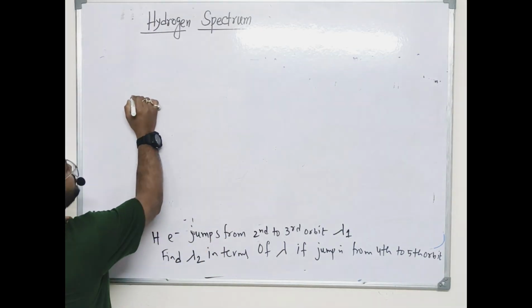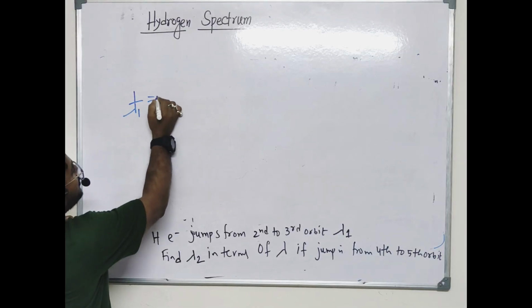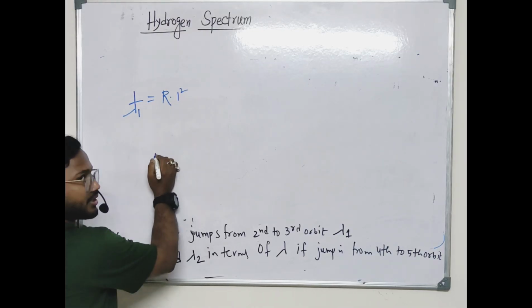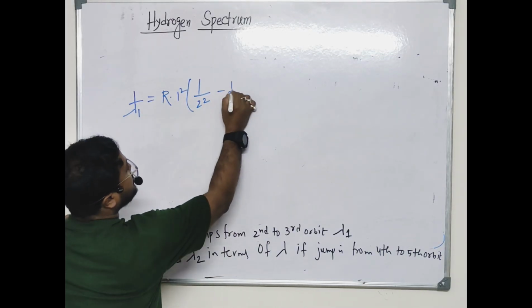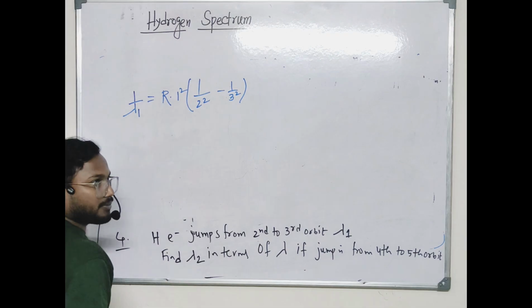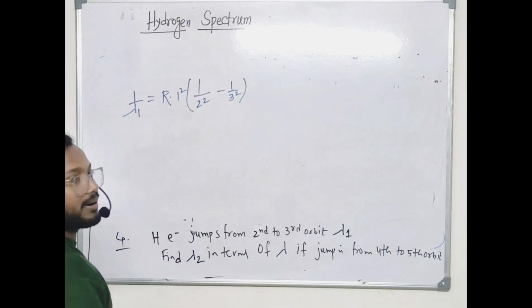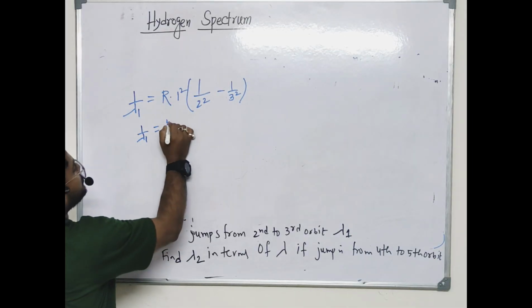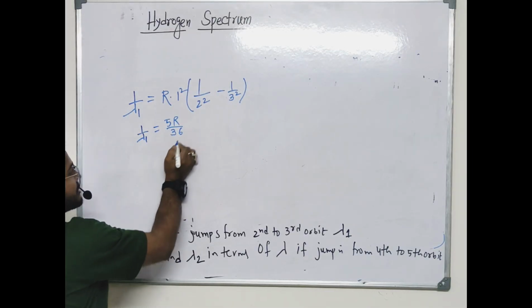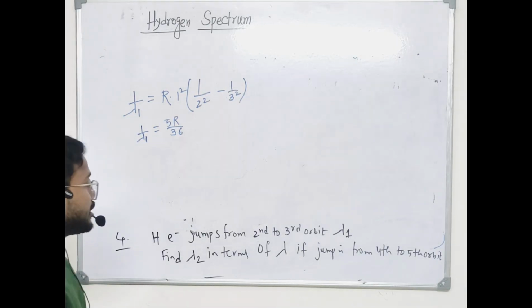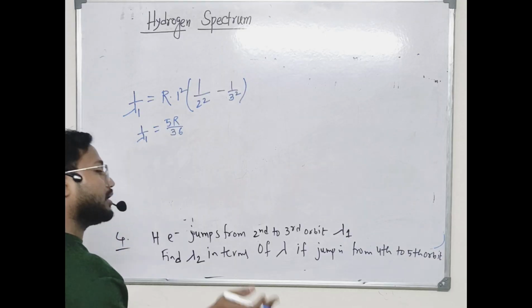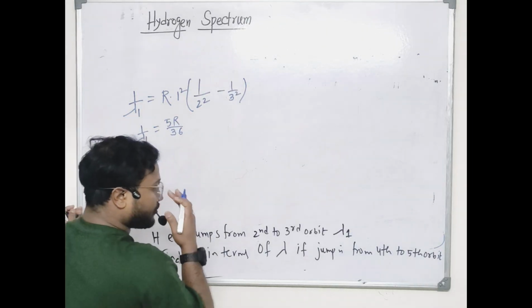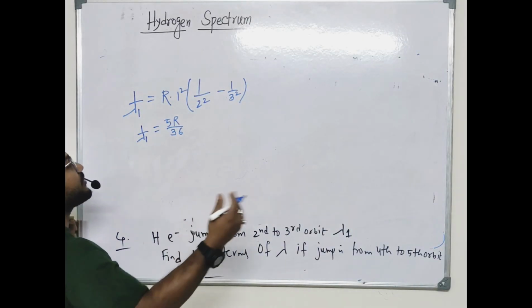So, for hydrogen we know that 1 by lambda 1 equal to R Z square into 1 by 2 square minus 1 by 3 square. This is the format. 1 by 4 minus 1 by 9, that is 5 by 36. 5R by 36 is your value. So 1 by lambda 1 equal to 5R by 36. Now what do I need? I need lambda 2 for the jump from 4th to 5th orbit. For which atom? Hydrogen, the same atom. So 4th to 5th orbit is the jump.